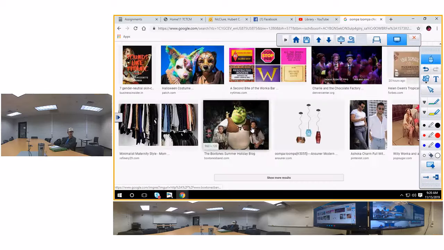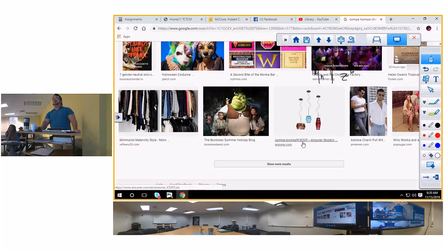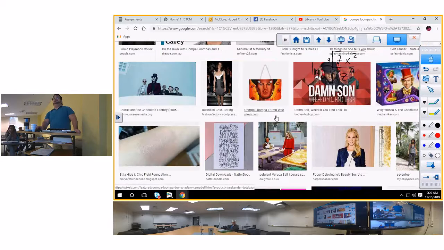There's Shrek. Oh my gosh. Michael Jackson. What? Michael Jackson and Shrek. Where's Michael Jackson? It looks like a cross between Shrek and... That ain't Michael Jackson. That's two. No, that's Shrek. Oh well.